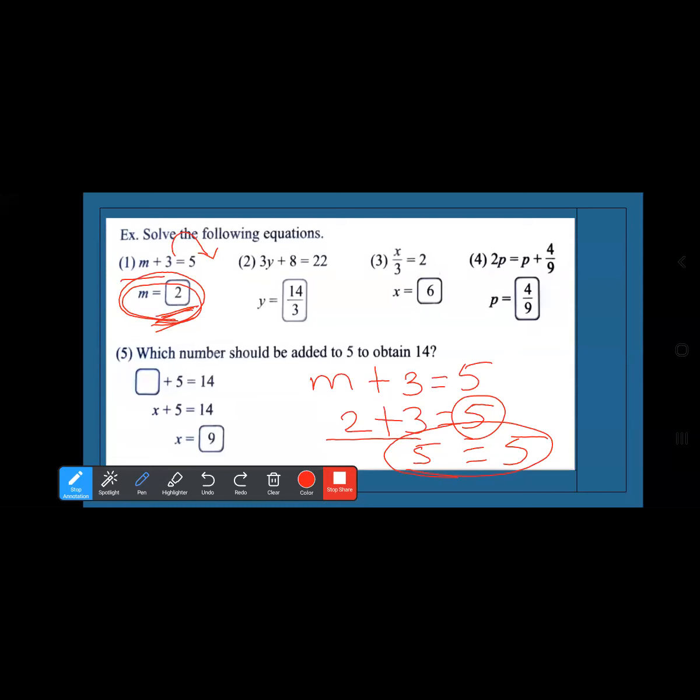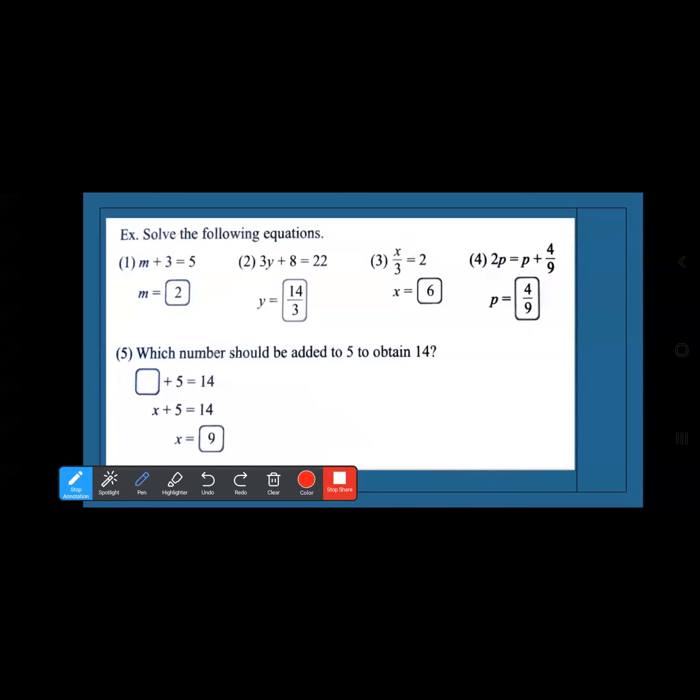So your duty is not only to get the answer for the variable, but you have to check that whatever value you have got for the variable should satisfy that equation. If it does not satisfy, that means that particular value is incorrect. If it satisfies, then your answer is correct.